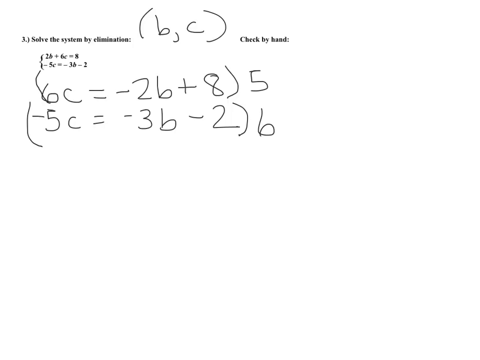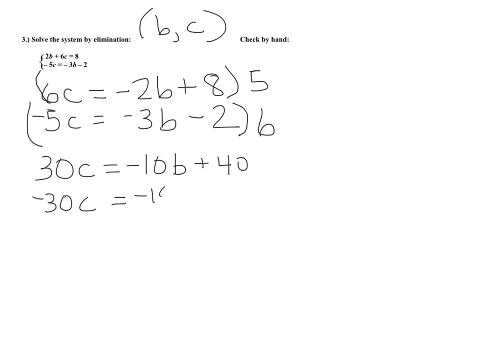So when I do that, I multiply 6c by 5, I'm going to get 30c. And then negative 2b times 5, I'm going to get negative 10b. And then 8 times 5, I'm going to get 40. And then negative 5c times 6, I'm going to get negative 30c equals negative 6b times 6 is negative 18b. Negative 2 times 6 is negative 12.